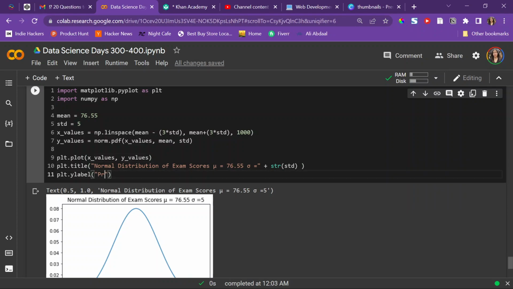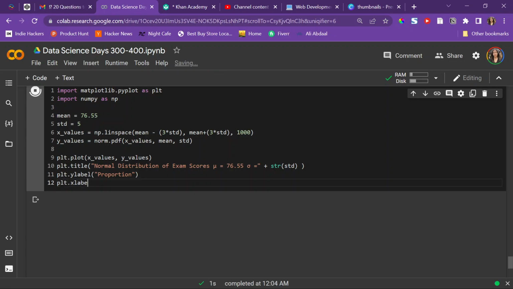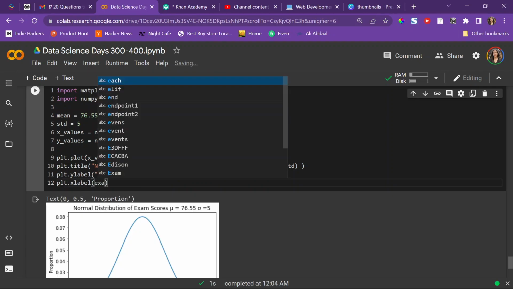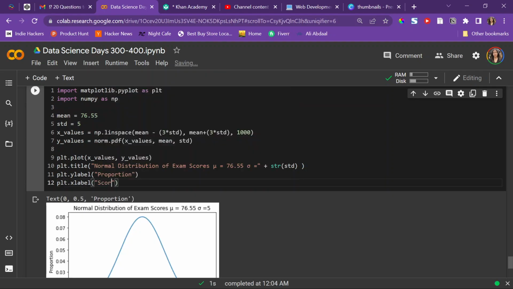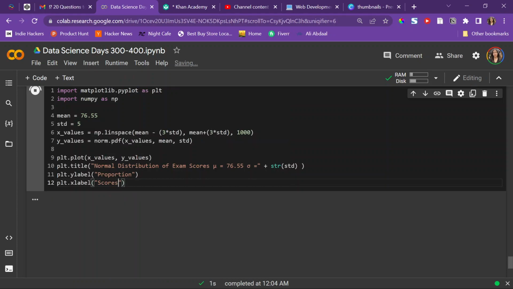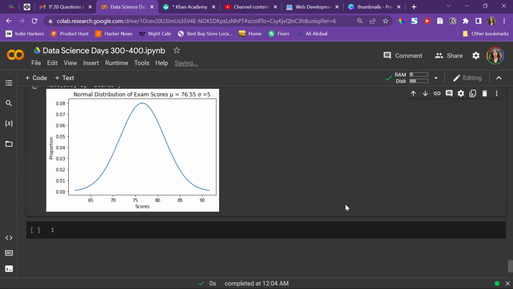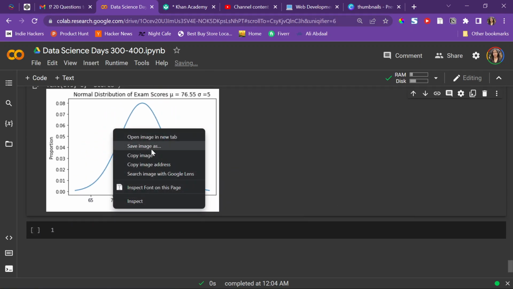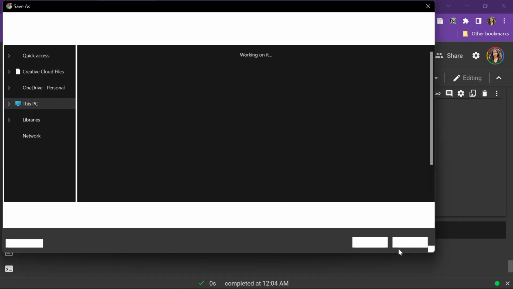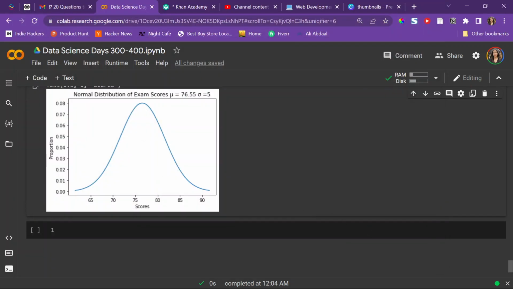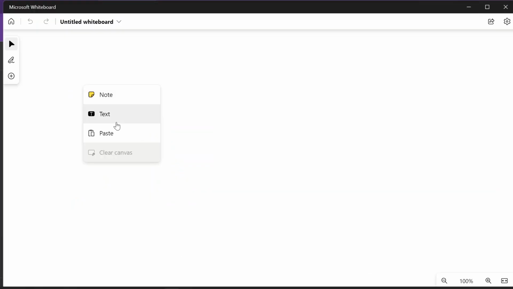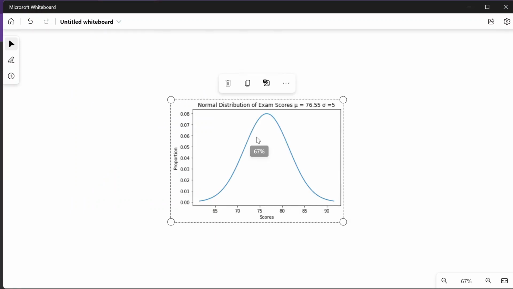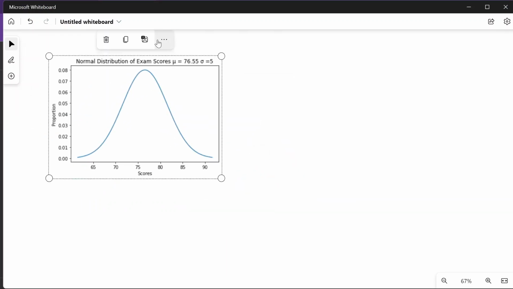I'll set this equal to density or proportion, and then I'll also give it an x label, and this is going to be exam scores or scores. All right. And that's my graph. I don't actually have to save it. I could just copy image and then go to my whiteboard. And this is where I'm going to paste it. And I'm going to work on basically explaining what I did in Python.